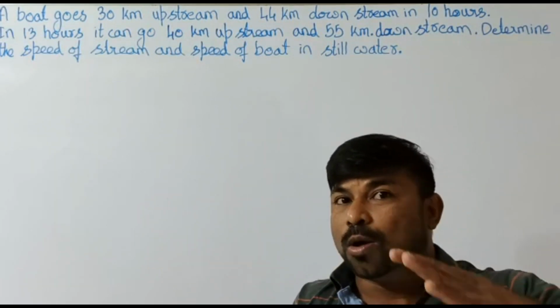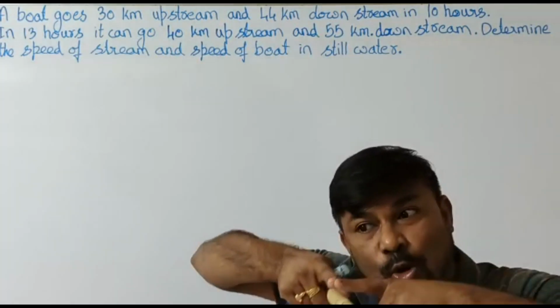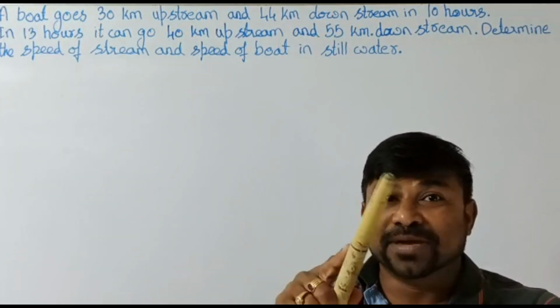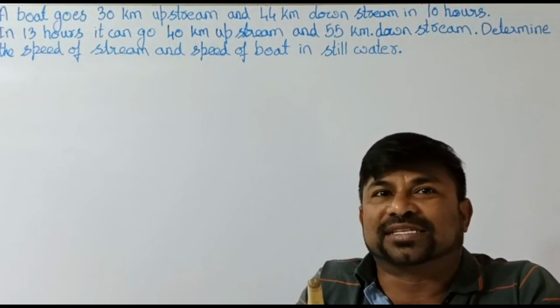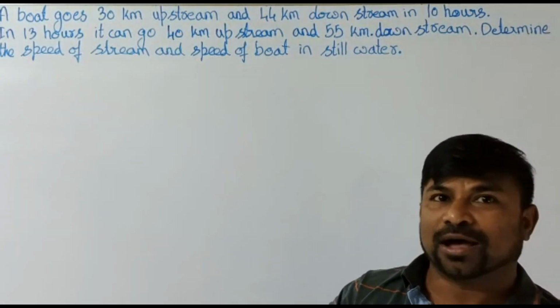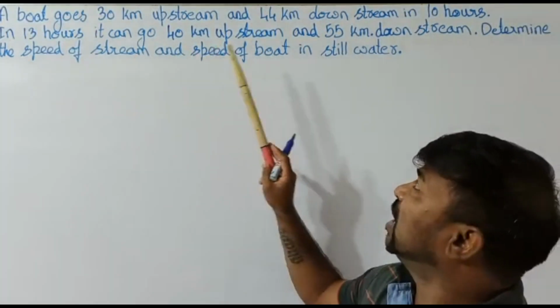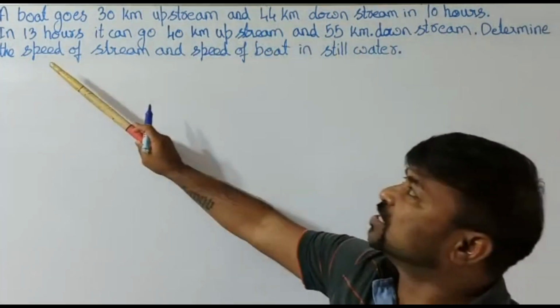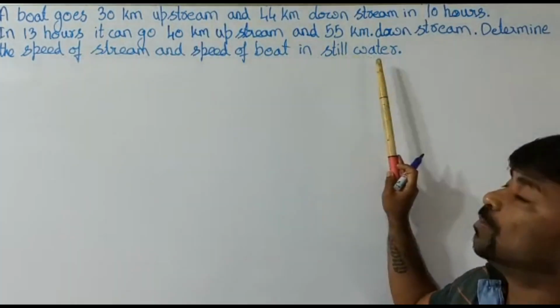But here, the water and the boat both are moving. Means the speed is intermixed. They are dependent on each other. So let's go for this sum now. What is it asking us to find? Determine the speed of the stream and the speed of the boat.